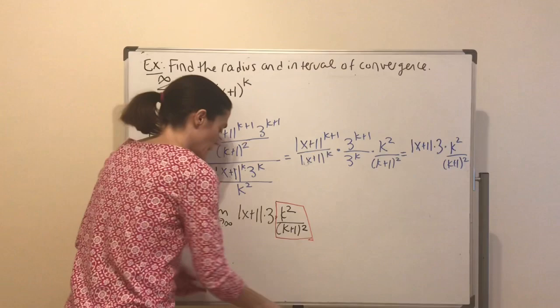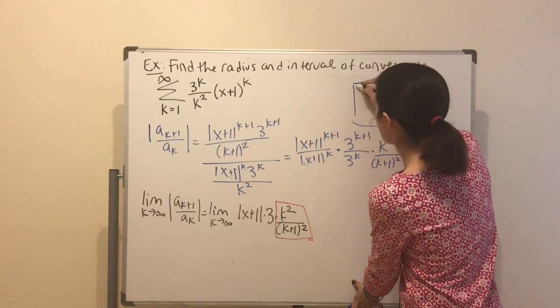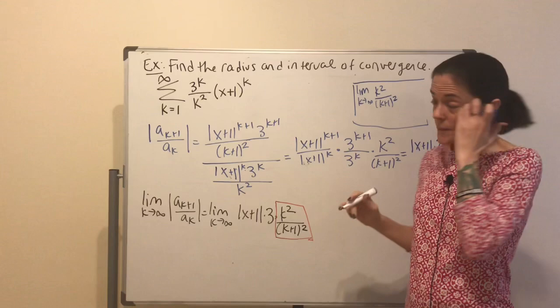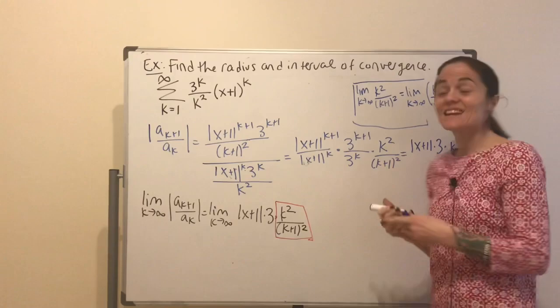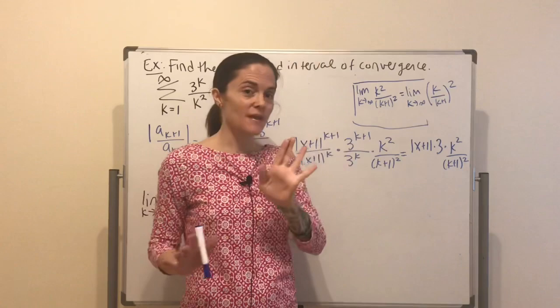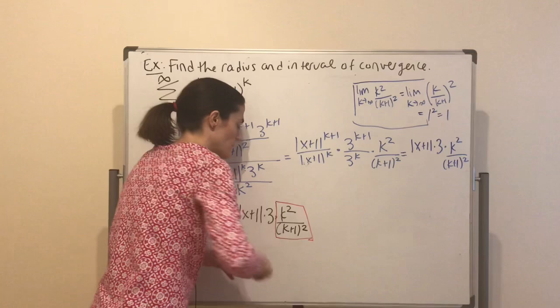If you don't see it, we will make a side box and do it right now. If we want the limit as k goes to infinity of k squared over k plus 1 squared, you could multiply this out in the denominator, but you don't have to. You can write this as a single squared: k over k plus 1, squared. Then use the fact that f of x equals x squared is a continuous function, which means you can bring the limit inside, and the limit as k goes to infinity of k over k plus 1 is 1. So this limit is 1 squared, which is 1. We showed this limit is 1.